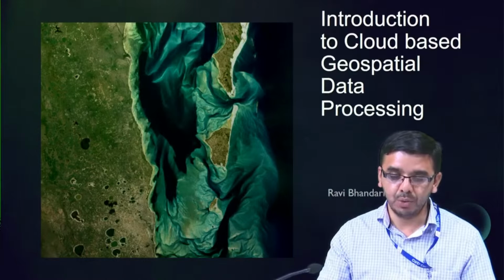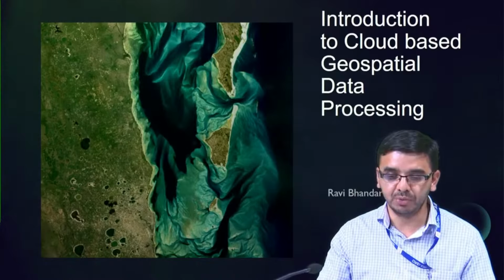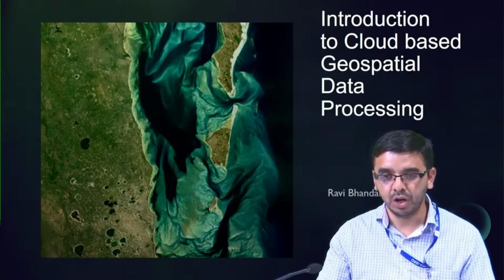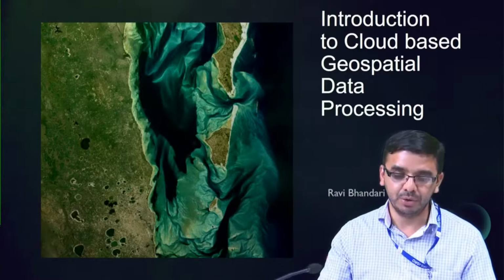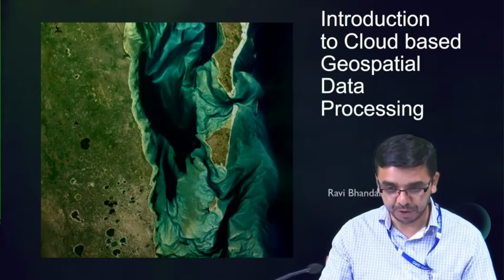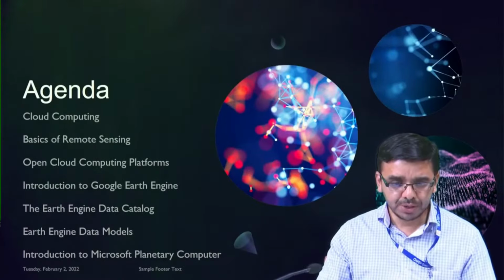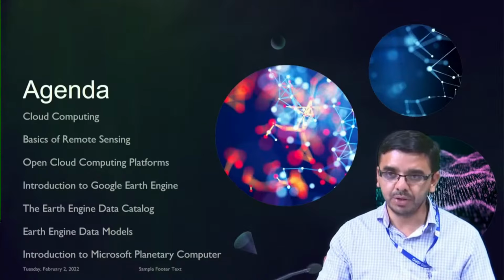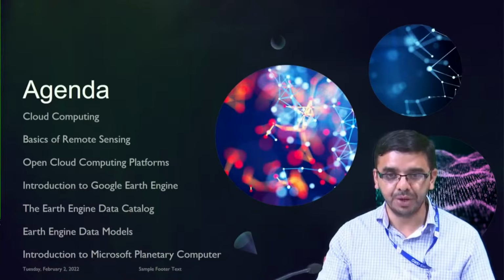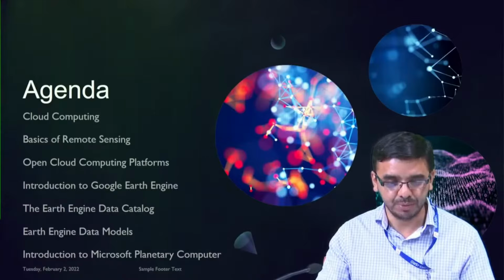Basically, we will be discussing two cloud-based solutions for geospatial data processing. One is Google Earth Engine, and the second is Microsoft Planetary Computer. Because we are discussing geospatial data processing on the cloud, we will start our discussion with what is cloud computing. Then we will briefly cover the basics of remote sensing, which you have already covered in the previous sections.